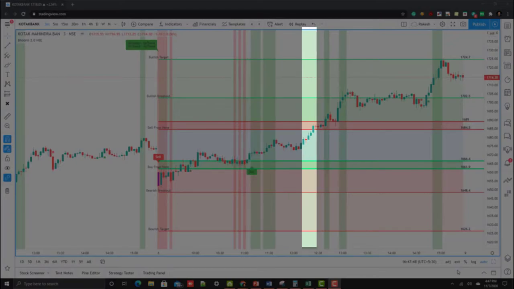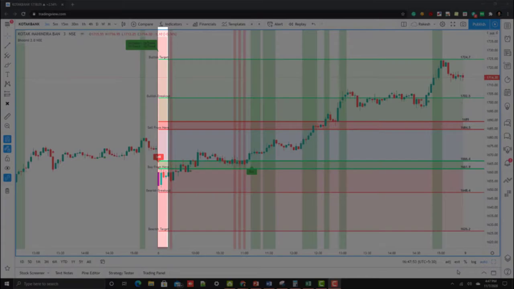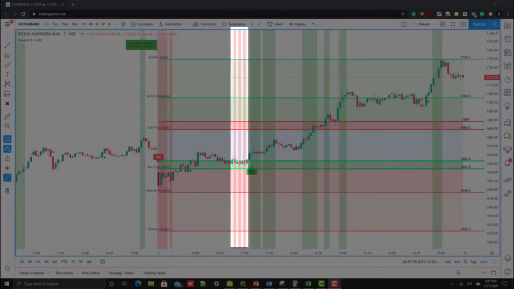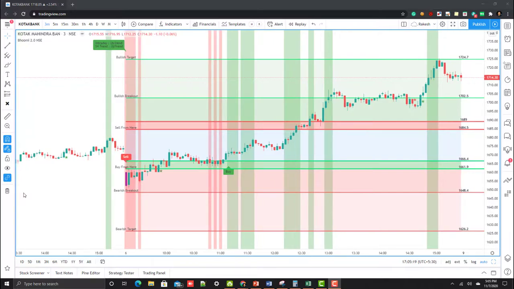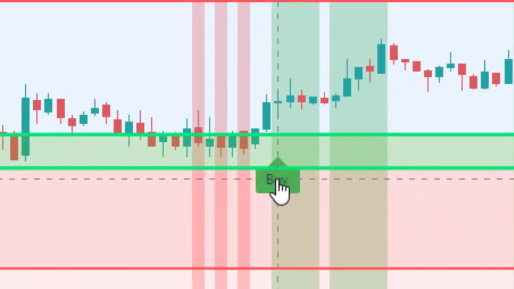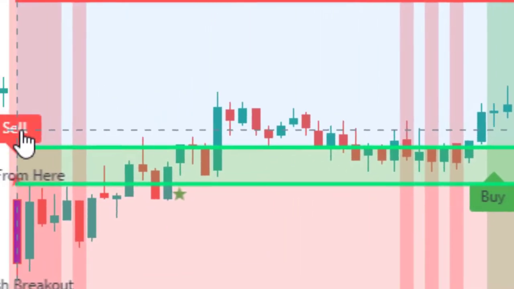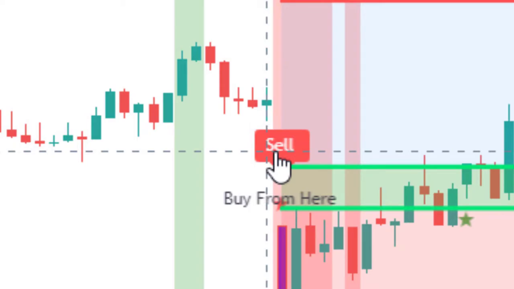Green zone shows that there is a demand in the market, whereas red shows there is a supply in the market. Where there is neither a green zone nor a red zone signifies that the market is sideways. Now we also see labels on a screen. Whenever there is a demand in the market and there is a GANN breakout, you see a buy label, and whenever there is a supply in the market and there is a GANN breakout, we see a sell label.